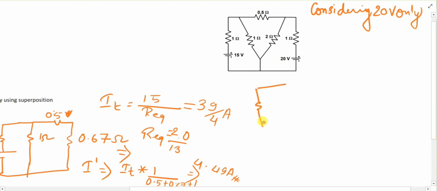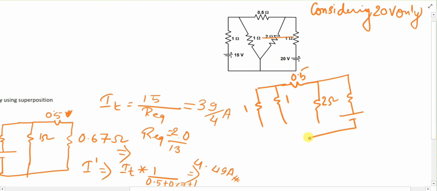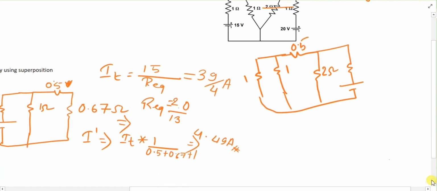This one is 1, next one is 1, and after 1 on the top there is 0.5, 1, 1, and this one is of 2 and the one is 1. That's how our circuit looks like. If you are able to draw this circuit, I think you can easily identify the value of current flowing through this. You have noticed that current is flowing from left to right in this position, and current will be flowing from this position as the voltage is.